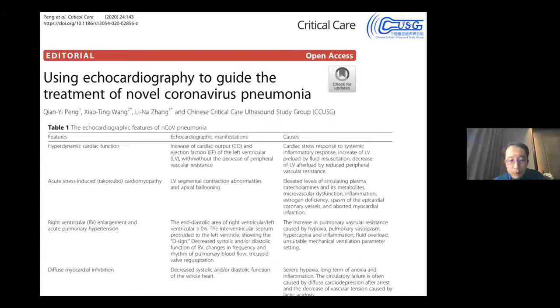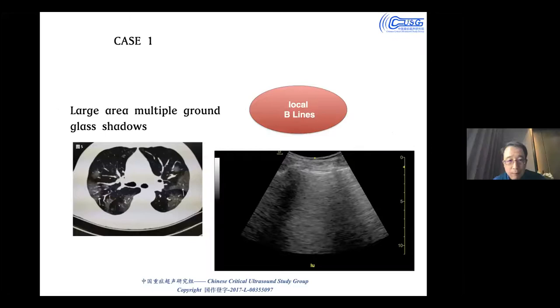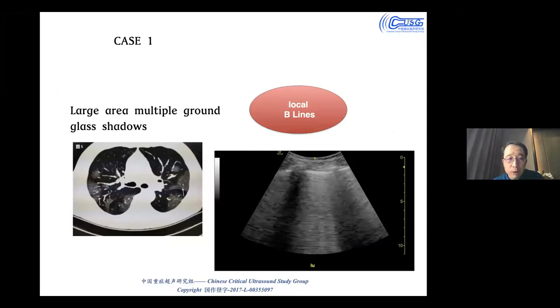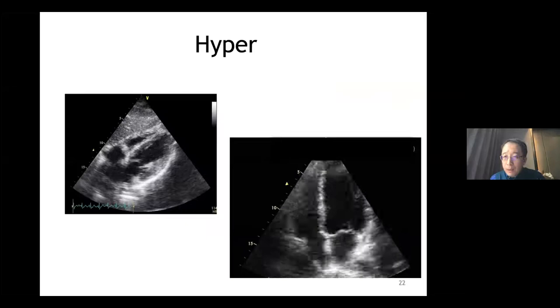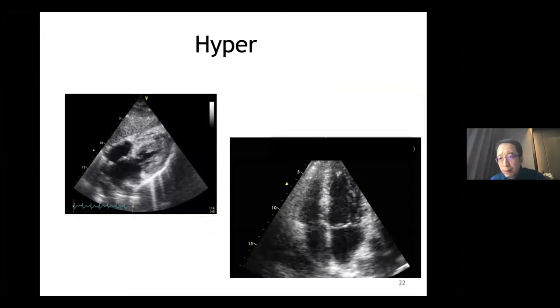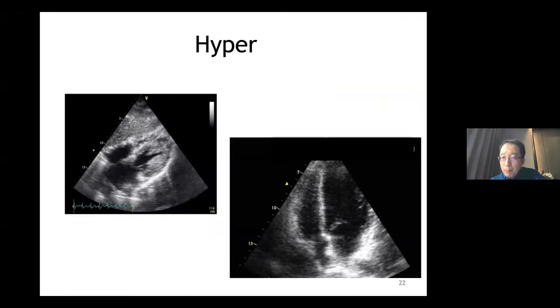Maybe the first one, like this one: you can see this patient got lung injury with multiple ground glass opacities (GGO) in the lung area, and the lung ultrasound tells us it's local B-lines. The patient got hypoxia and respiratory distress. The heart manifestation is hyperdynamic, so the patient got a strong impetus, a strong stress.